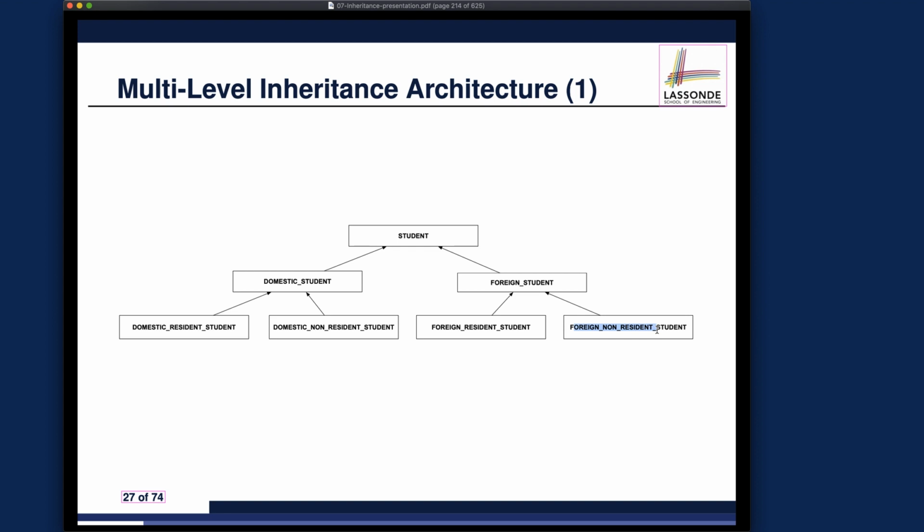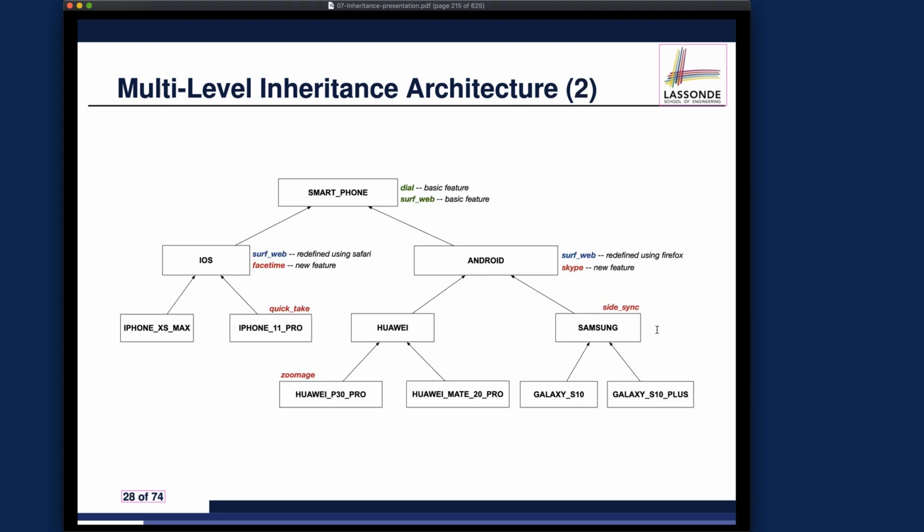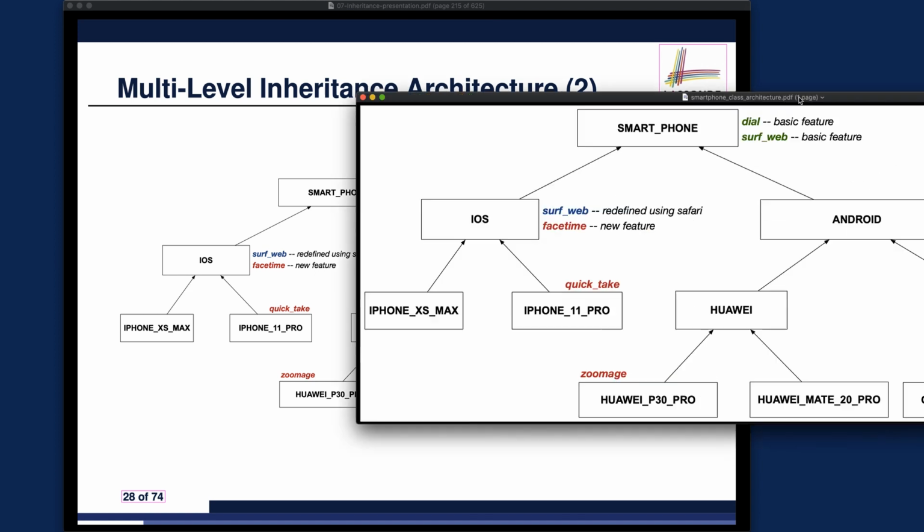Let me go over another hierarchy for the smartphones. This will be the more complicated running example I would like to go through together with you as we introduce more complicated concepts about typecasting and also some other polymorphism and dynamic binding examples. Let me switch to my iPad, but you can also get access to this diagram from the lecture's website. So you can download this PDF.